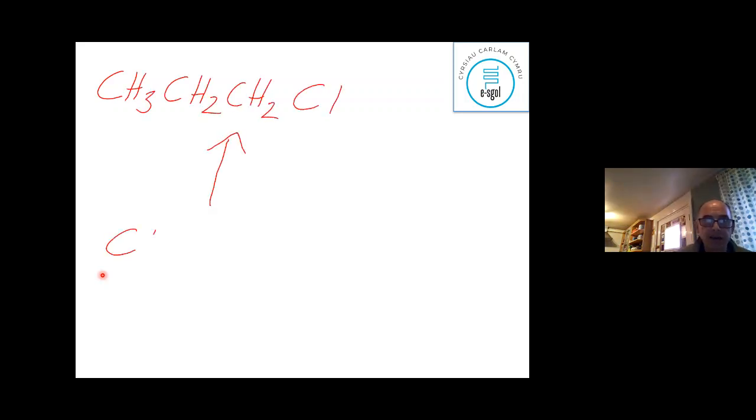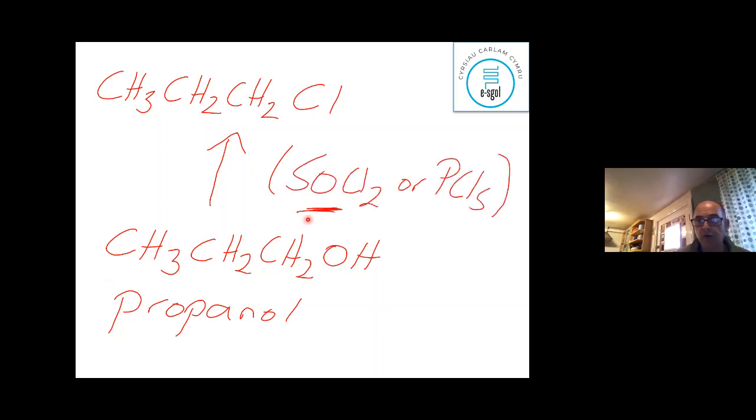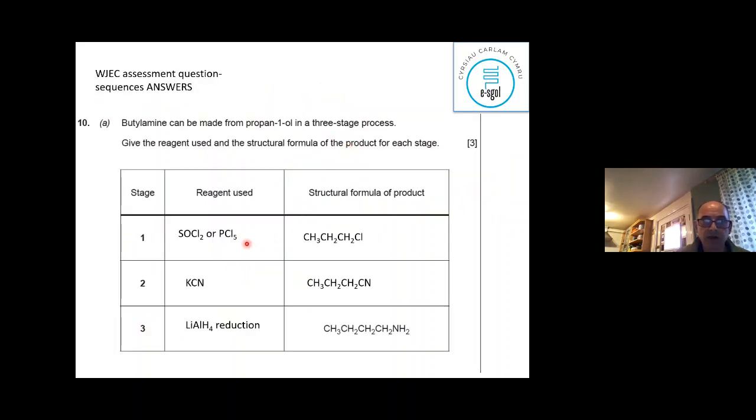The halogenoalkane comes from propanol. And the preferred method is to use thionyl chloride rather than PCl5. So in the reaction we've looked at, the OH is replaced, substituted with the chlorine. So if we go back, the reagents used start off from propanol to chloropropane, then KCN to make butanenitrile, then the nitrile is reduced using lithium aluminium hydride to form butylamine.